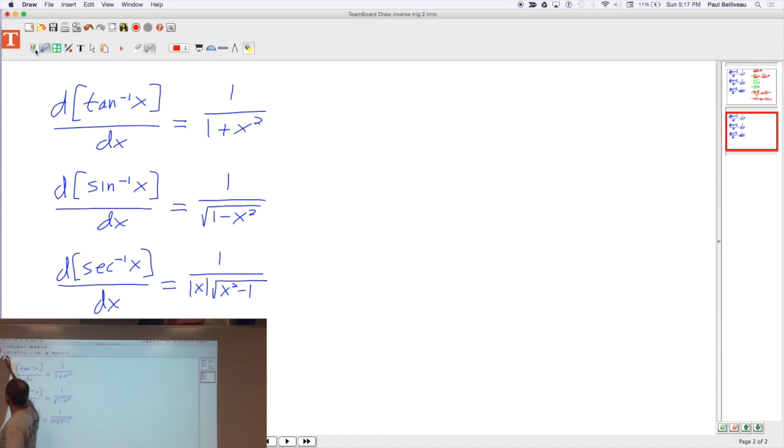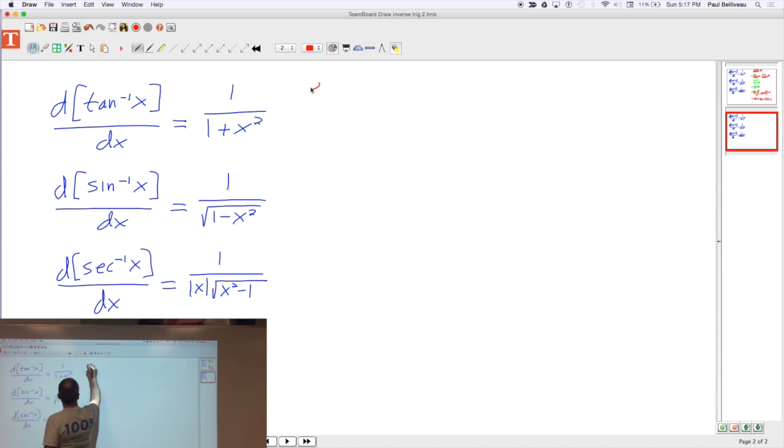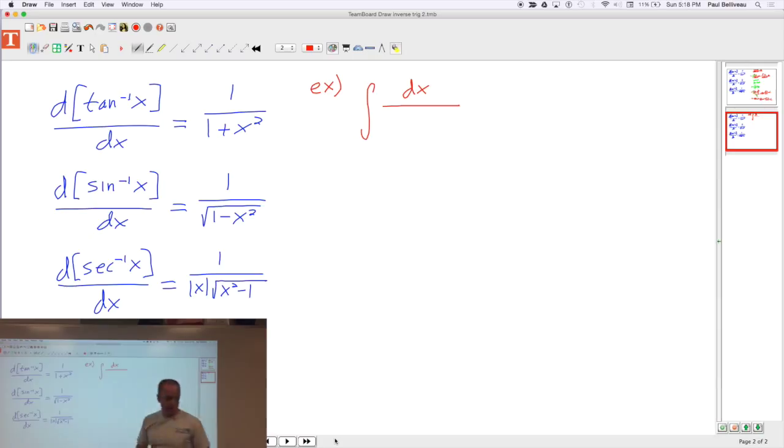I'll throw another u substitution trick at you for this one. This one is going to be the integral of dx over the square root of e to the 2x minus 1.